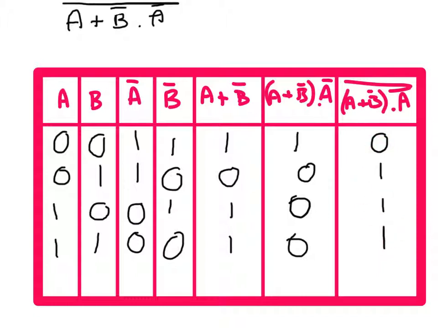So this column here that we've just filled in, the column that represents this whole expression, is the same as the truth table for A or B, because we know that A or B, 0 or 0 is 0, 0 or 1 is 1, 1 or 0 is 1, and 1 or 1 is 1. So that proves to us that those 2 expressions are equivalent, and it's always worth checking once you've simplified an expression using De Morgan's laws, just checking using a truth table to see whether what you've worked out actually does make sense.